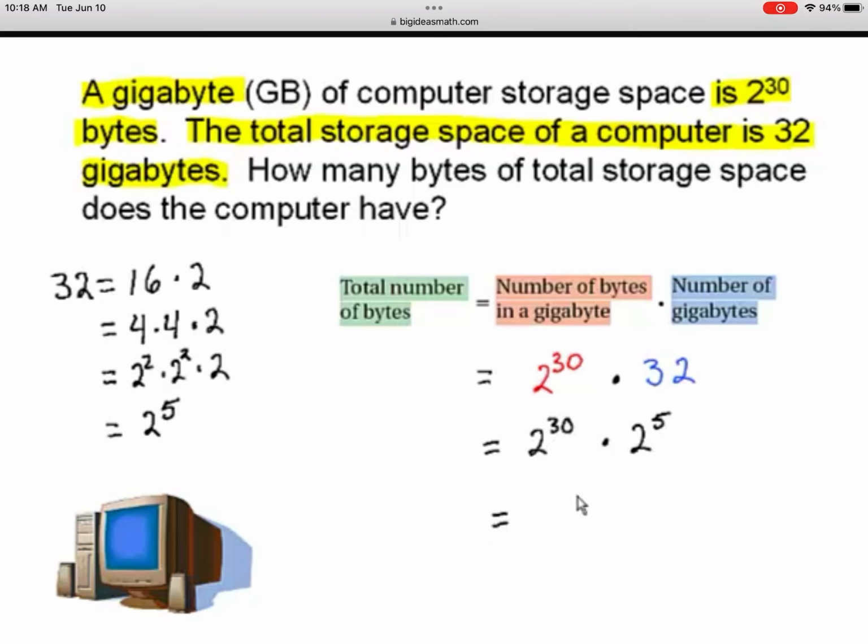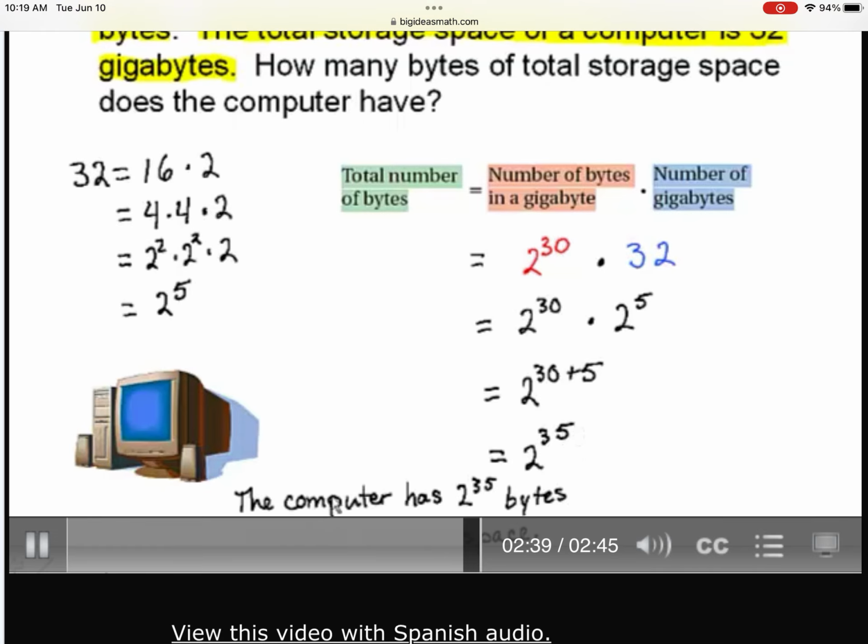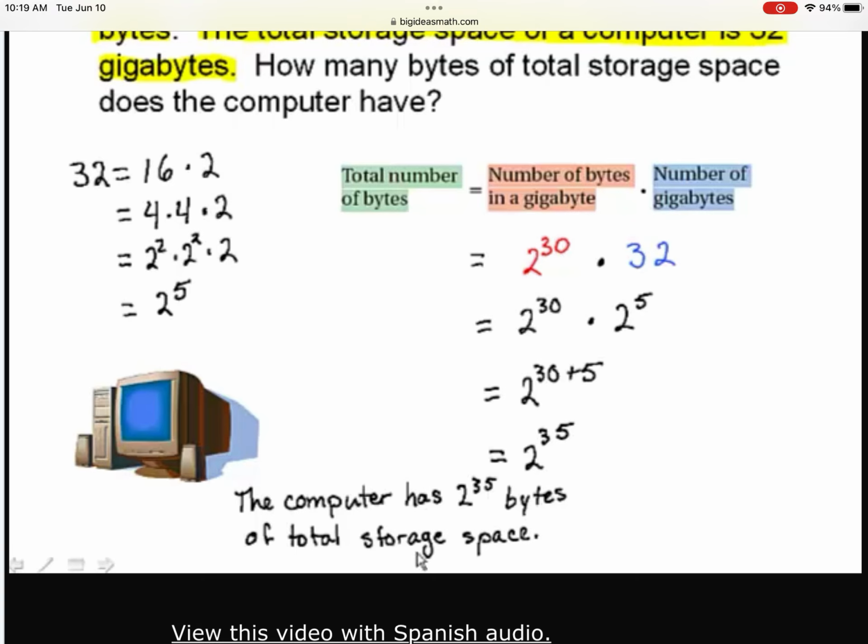Now we can use the product of powers property. Keep the base 2 and add the exponents 30 and 5. The sum of the exponents is 35. So, the computer has 2 to the 35th bytes of total storage space.